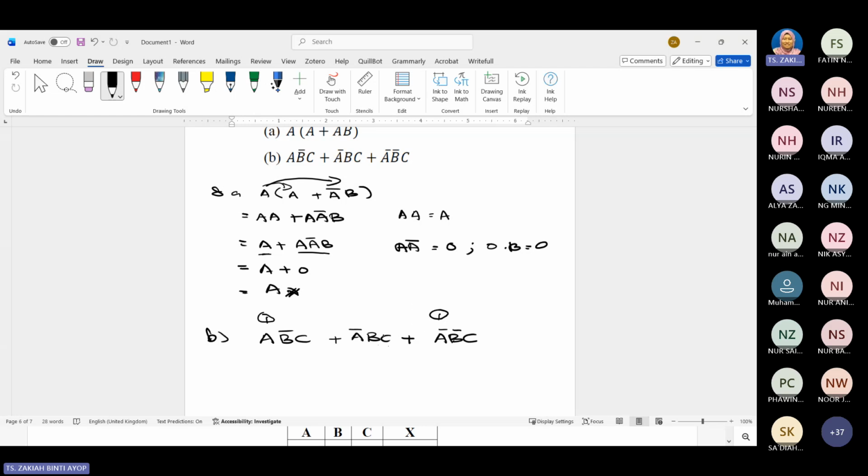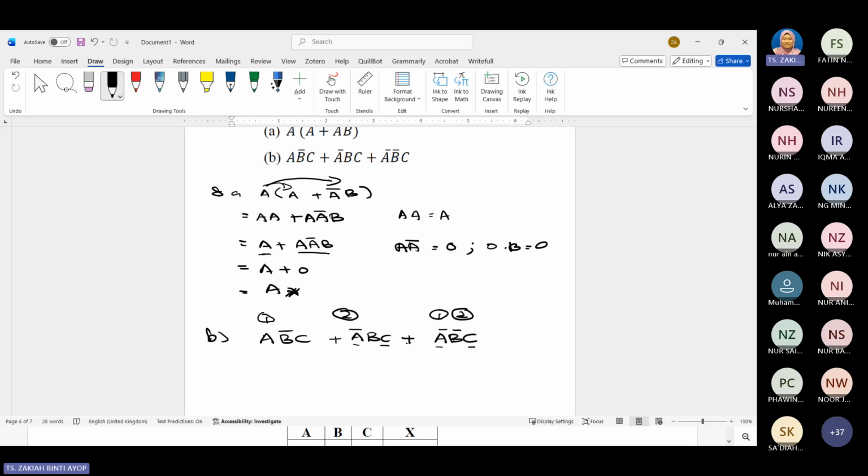Now, what about the second term? Is there any similar variable with the others? For the first term, it's not similar because we have two different variables, A and B. But for the third term here, we have similar. Why? We have A bar. B is not the same because we have B and B bar, but C we have similar. C is C. So A bar dot C means they can be paired together.